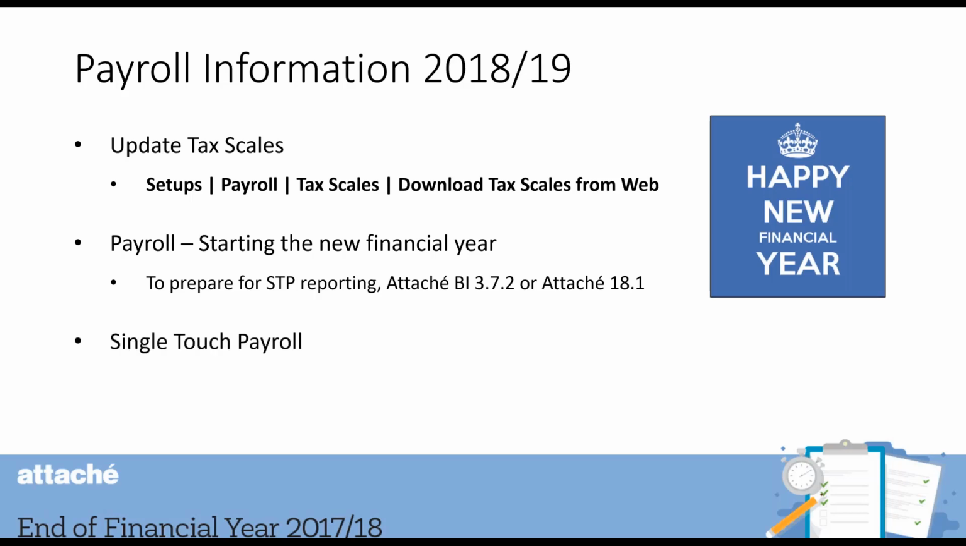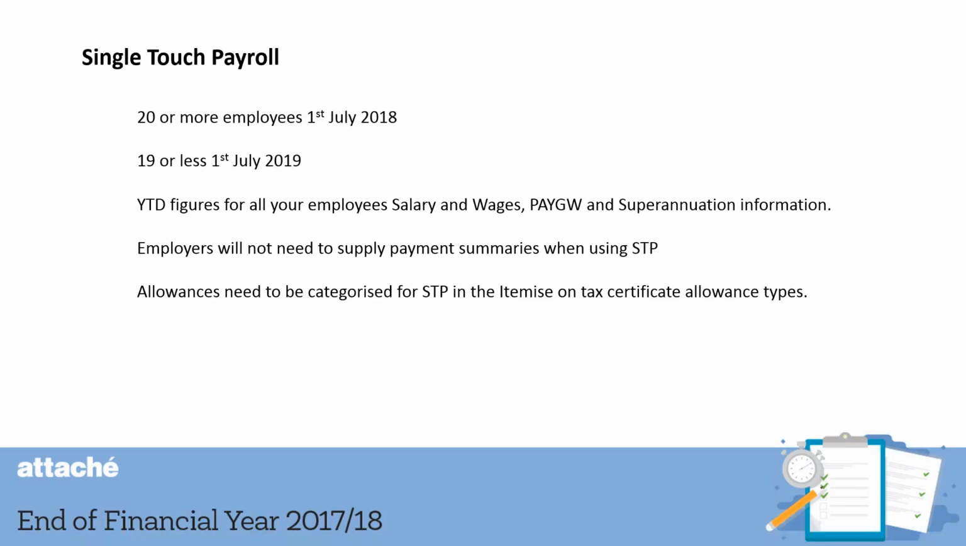Single touch payroll. So to give you more information on STP, I'm going to pass this over to Sharon. Okay, thanks, Meghna. So from 1st of July 2018, businesses with 20 or more employees are required to report single touch payroll. For less than 20 employees, STP starts from the 1st of July 2019, but if you want to report earlier, you are able to.